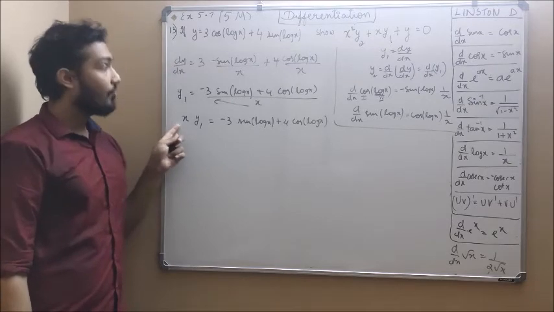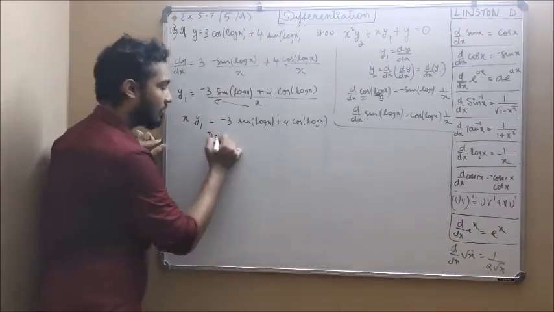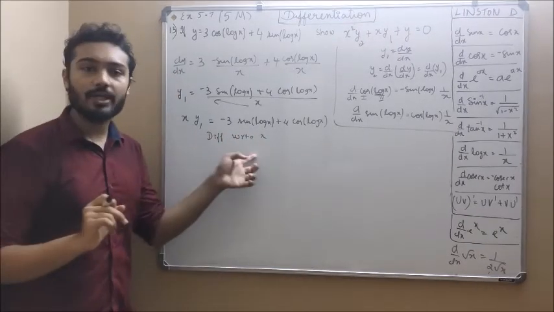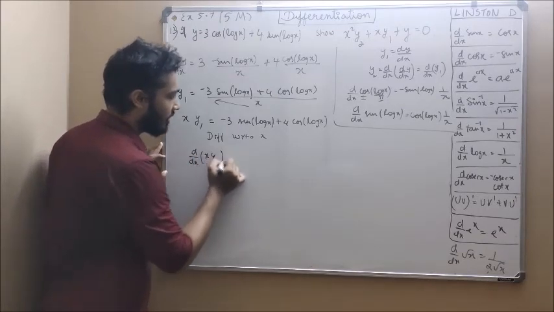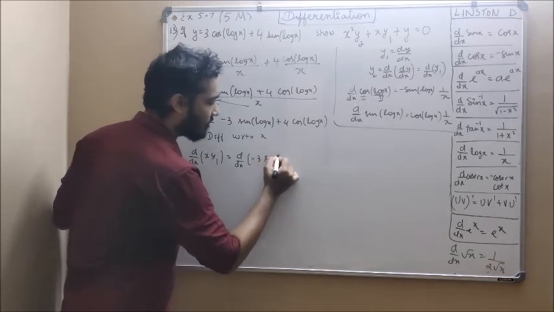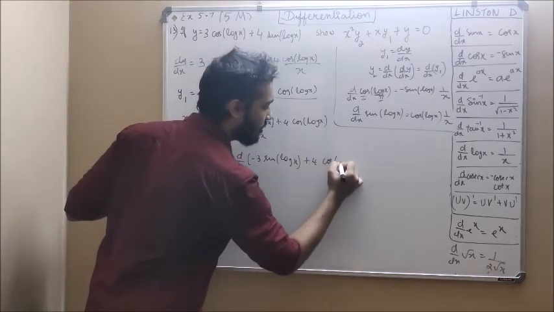Next we want y2. We get y2 by differentiating this. So differentiate with respect to x. It is d by dx of xy1 equal to d by dx of minus 3 sin of log x plus 4 cos of log x.